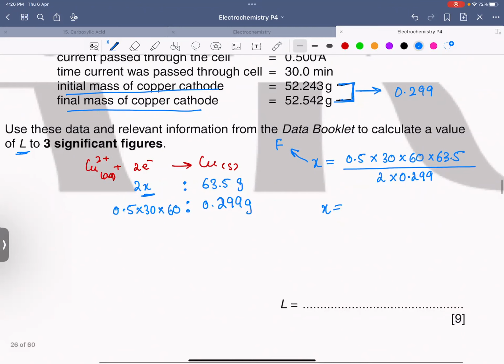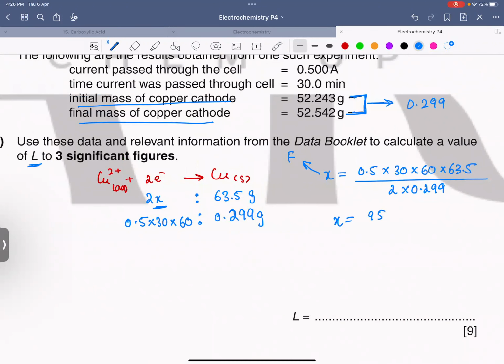95568.6. So this is the coulomb charge that 1 mole of electrons carries, which I have found experimentally. Is this part understandable? Yes.